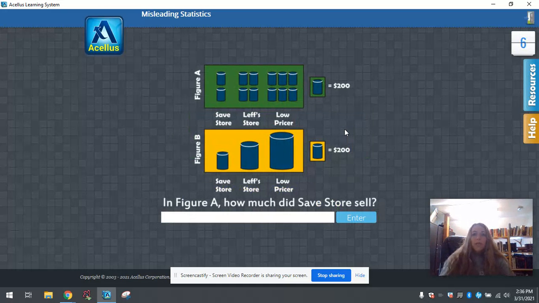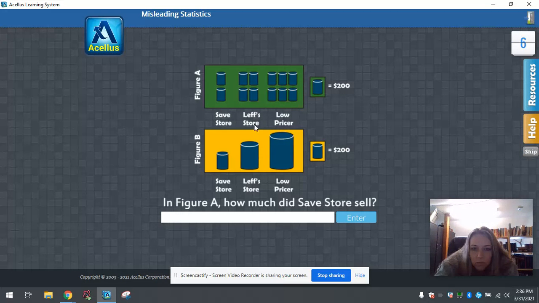In figure A, how much did Save Store sell? Okay, it's not even asking us about figure B. So, Save Store, Left's Store, Low Pricer, sold 200. Okay. Oops.